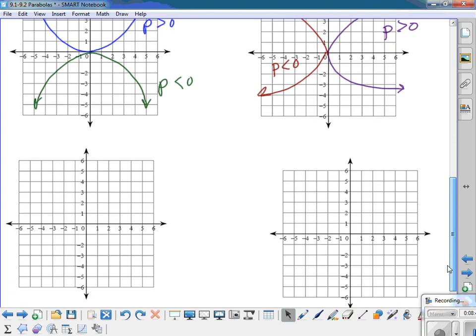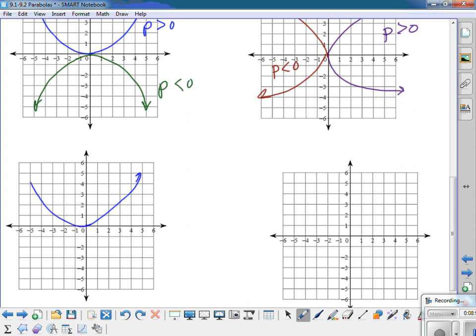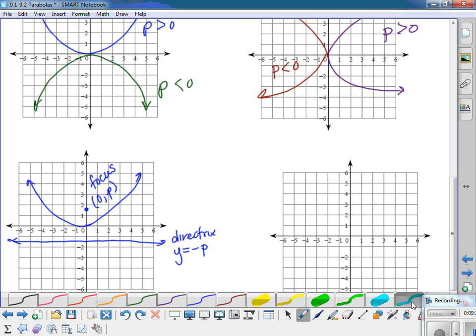Okay, so if we have a vertical parabola, and suppose my focus is right here, then the focus is at the point 0, p. And the directrix is the line y equals negative p. So the directrix is always in the opposite direction as the focus. And then my axis of symmetry is the line x equals 0.